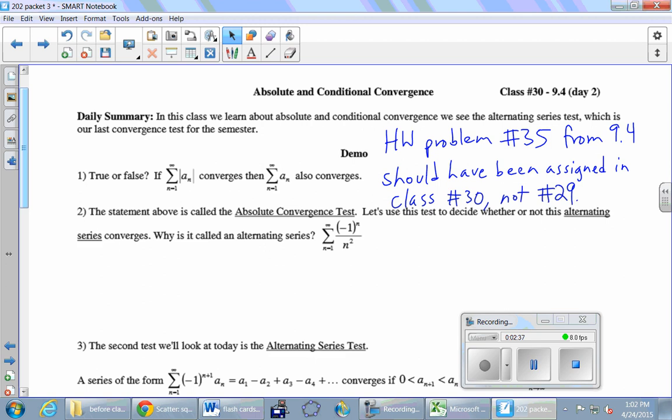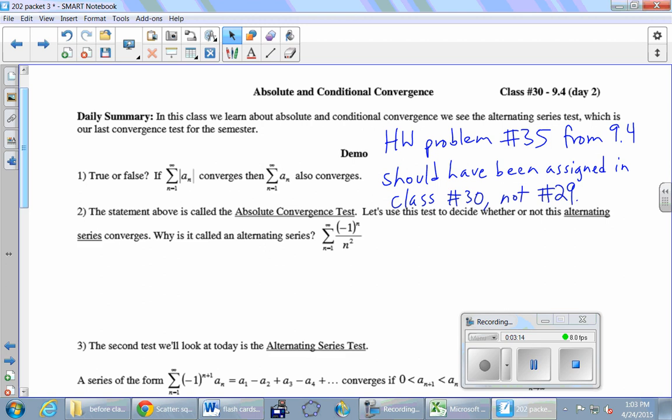The absolute value of a sub n is positive. Isn't that true? The absolute value is going to be bigger than the original. If you add up all these positive numbers and it's finite, and then I allow some of them to be negative, there's going to be cancellation, right? If it was already finite before when everything was positive, and now all of a sudden I allow some negatives in here, then it's going to be even smaller than it was before. So it's going to be finite as well.